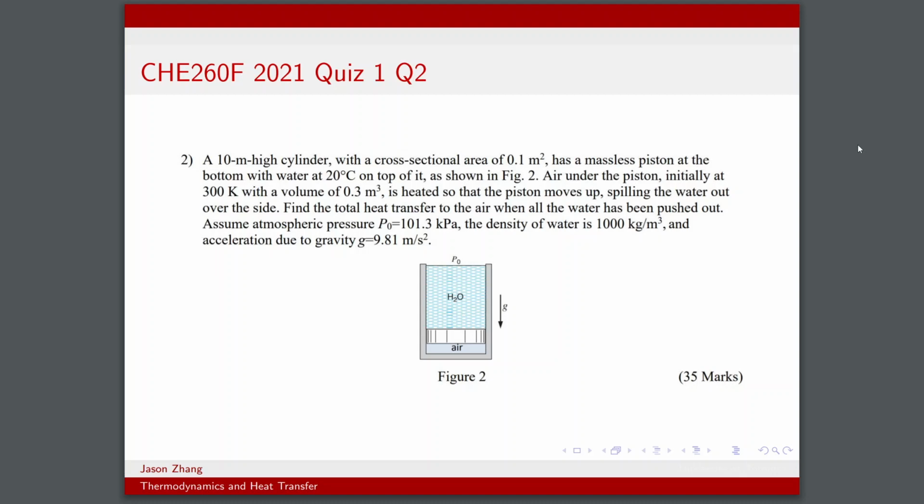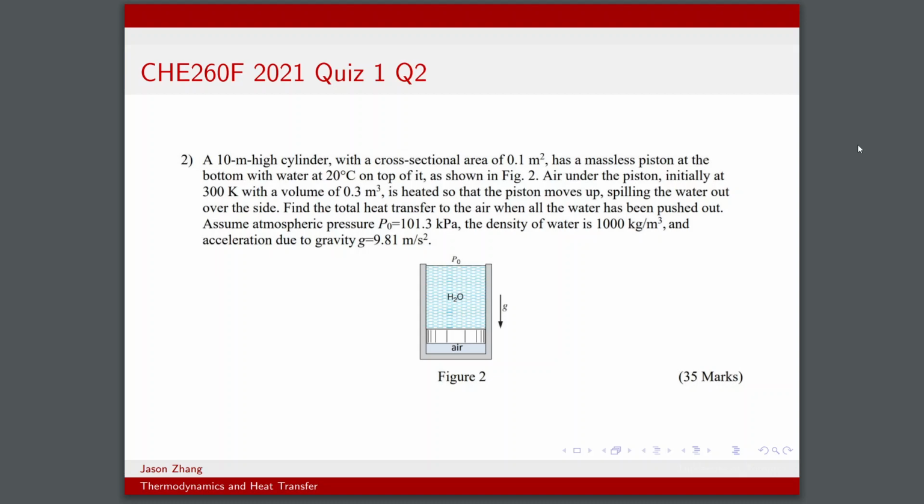There's quite a bit of reading to do, but essentially we're given a cylinder. We're given the dimensions of the cylinder, and there is a piston at the bottom, and this piston separates some air at the bottom of the cylinder, and there is water on top of the piston.